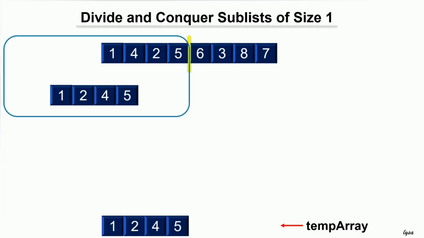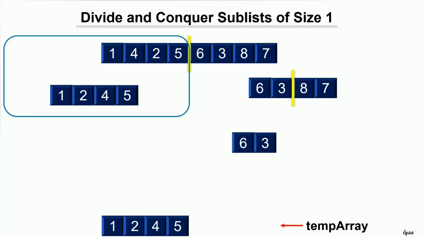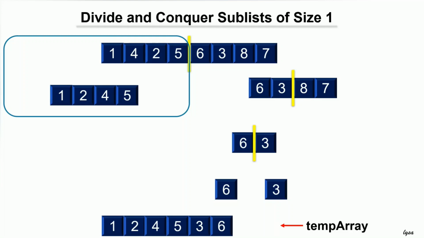Now at this juncture, the left sublist is already sorted. Let me take the right hand side with the 4 elements, 6, 3, 8, 7. Split it at the middle. Take the left sublist. Split it at the middle. Take the left. I am stuck with a single element. I can do no more splitting, so I go to the right sublist. Then I compare 3 and 6 and write 3. And then I write 6.